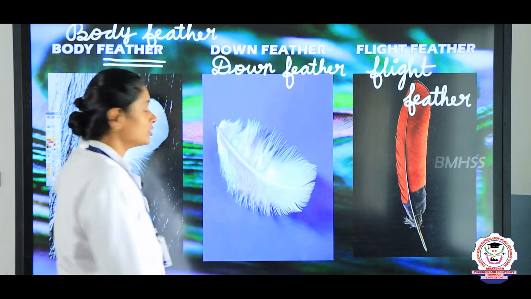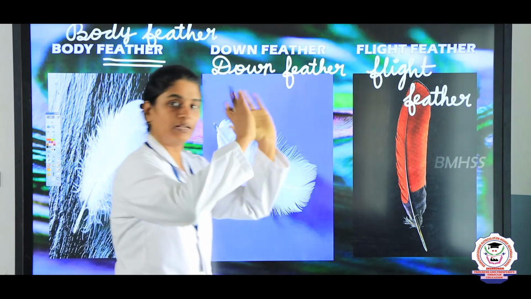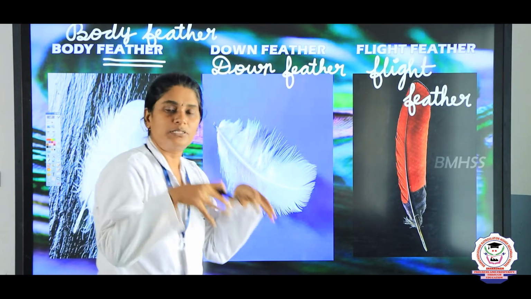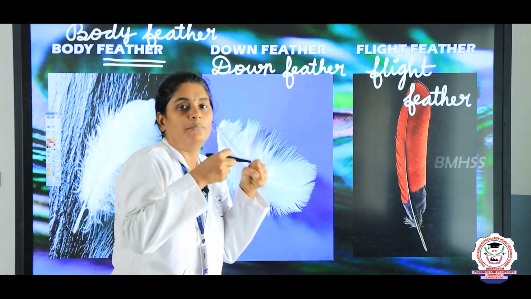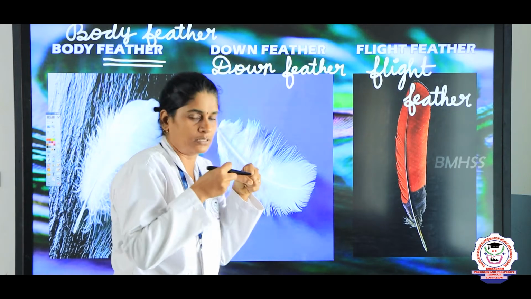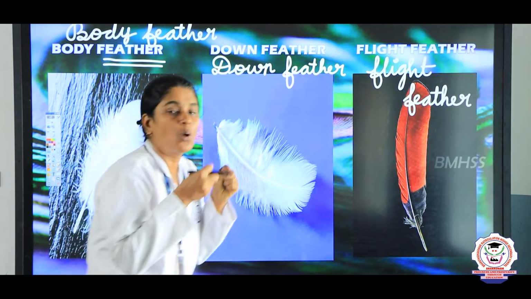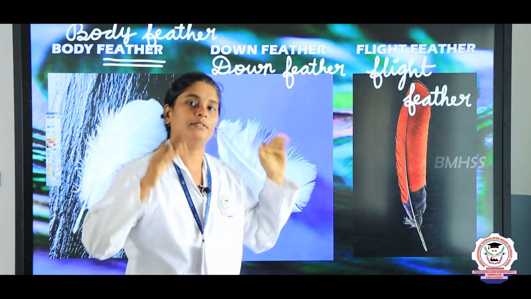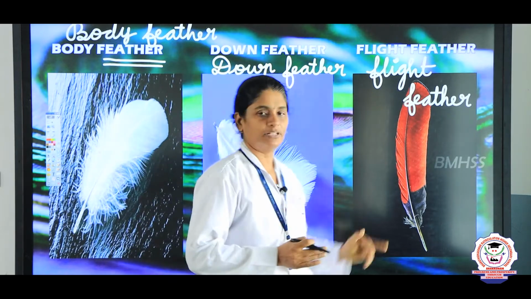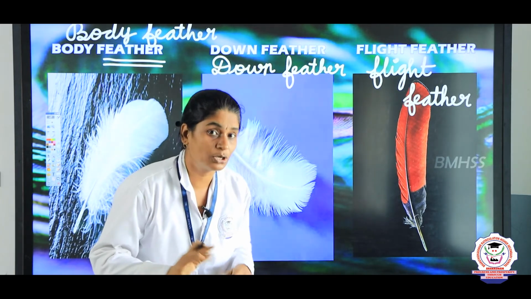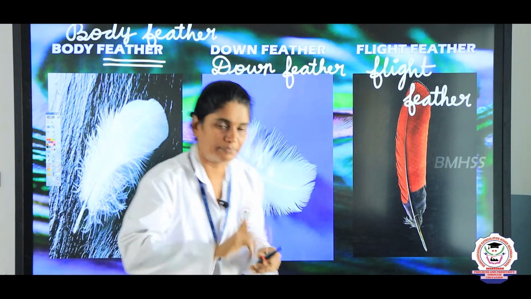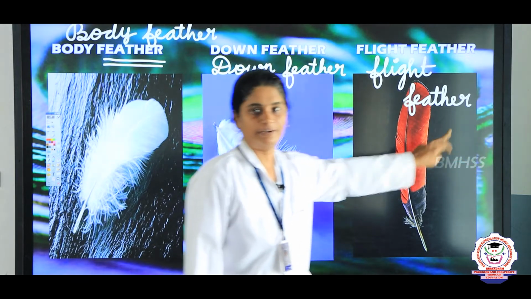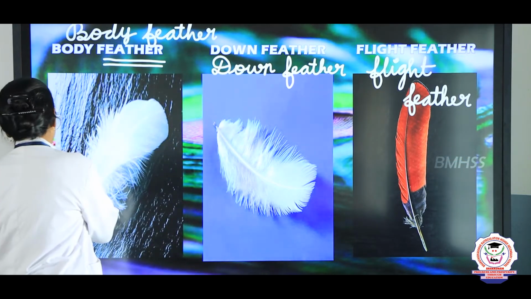So what is the function of the body feather? The body feather covers the body of the birds. Down feather keeps the bird warm. The down feather keeps the bird warm, and this flight feather helps the birds to fly. So how many types of feathers are there? There are 3 types. What are they? Body feather, down feather and flight feather, right? Now let's see the next one.